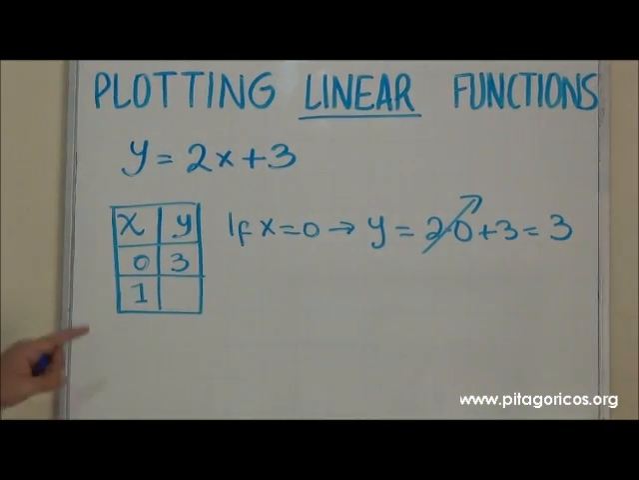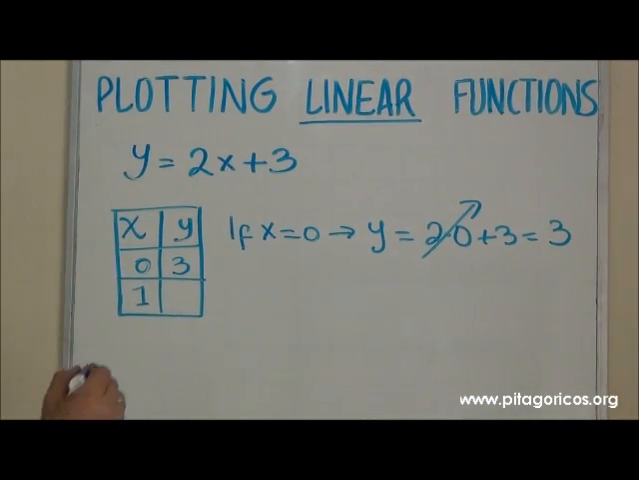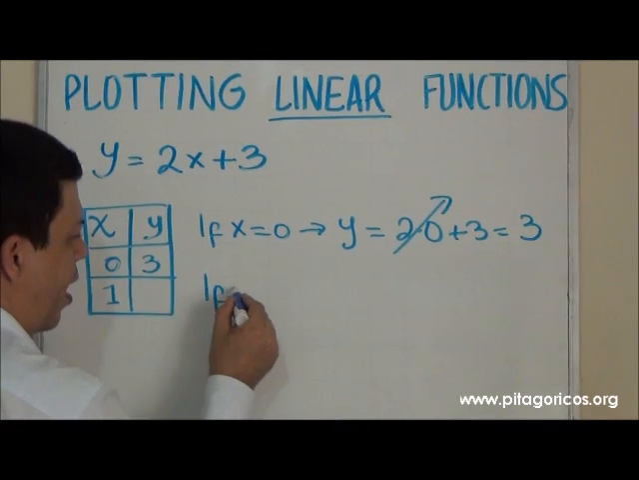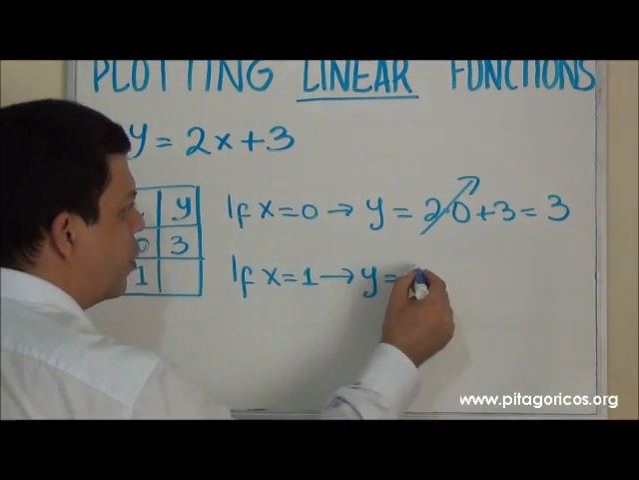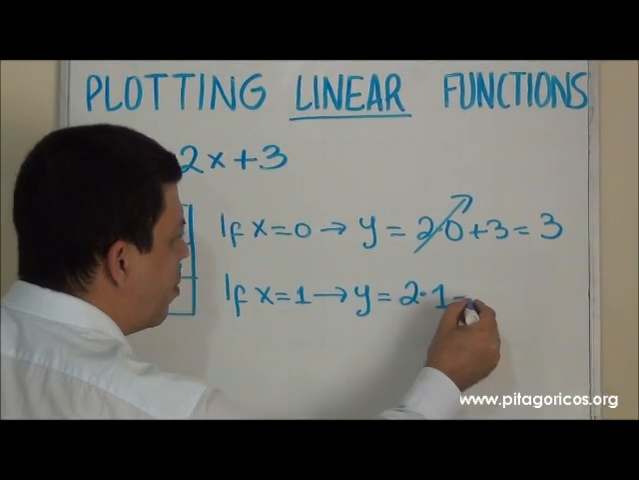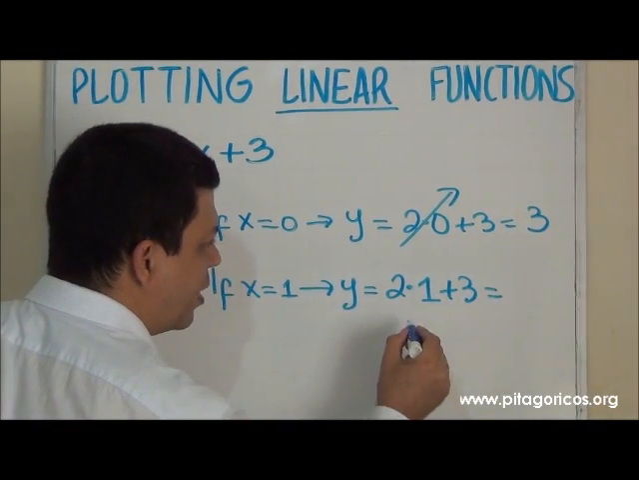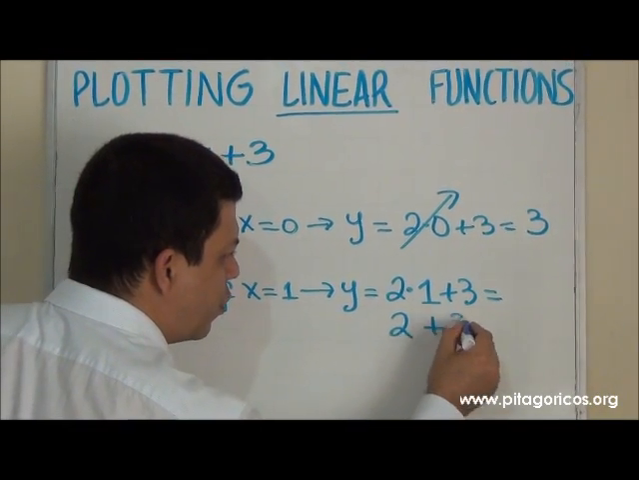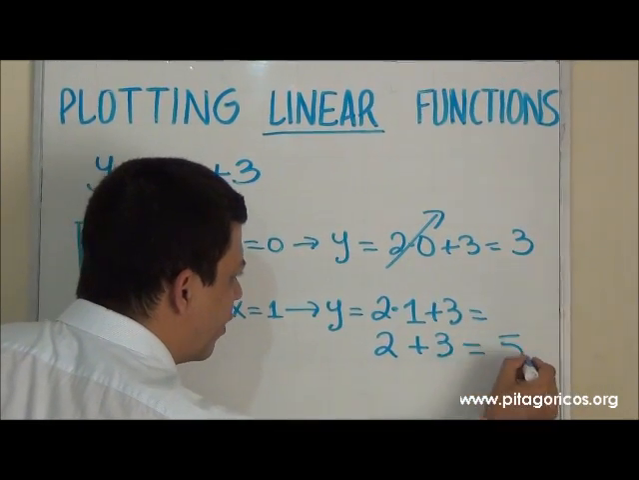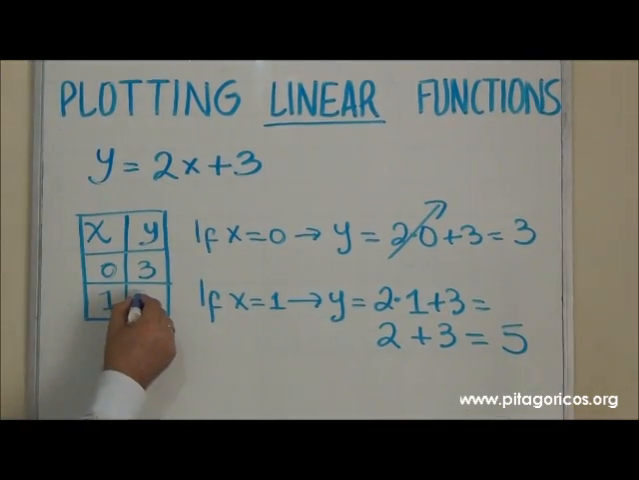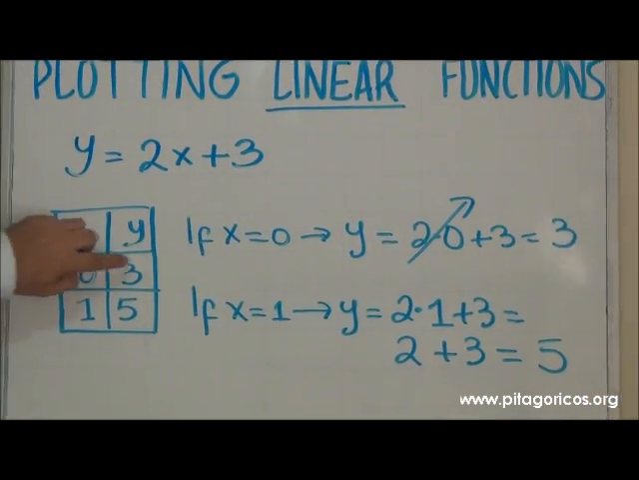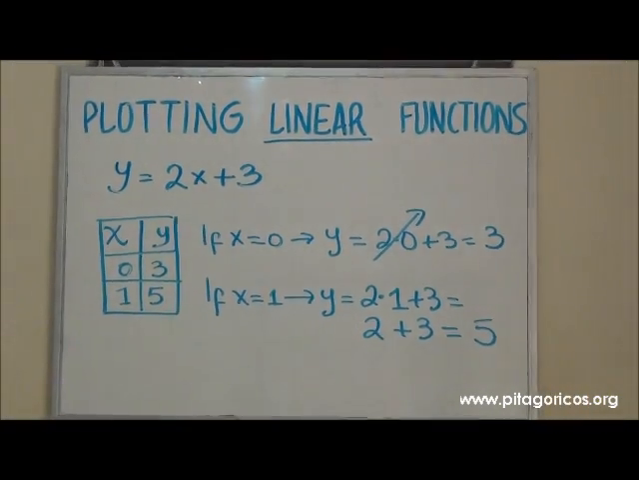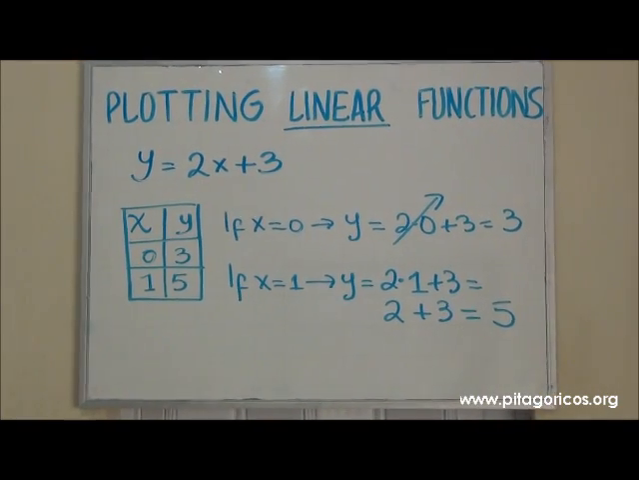What about the other value? When x equals 1. So let's do it. If x equals 1, then y equals 2 times 1 plus 3. That's going to give me 2 plus 3, and that's going to give me 5. So when x equals 1, y equals 5. Then we have the 2 coordinates that we need so that we can do our plotting.